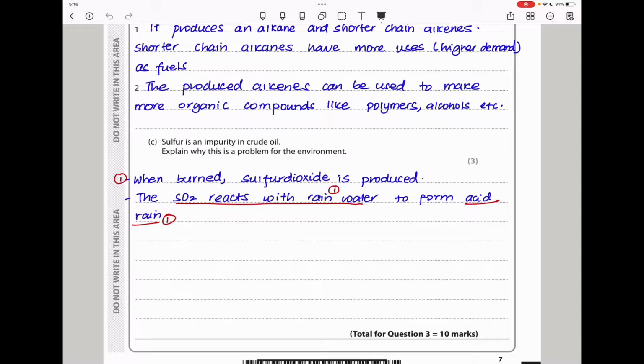And the produced sulfur dioxide can react with oxygen in the air, producing sulfur trioxide, which later reacts with water in the rain to produce sulfuric acid as acidic rain. Or the sulfur dioxide itself can directly react with the water in rain, producing sulfurous acid. So this can produce acid rain when the SO2 reacts with water in the rain. So this brings us to the end of question 3. Let's continue to question 4.